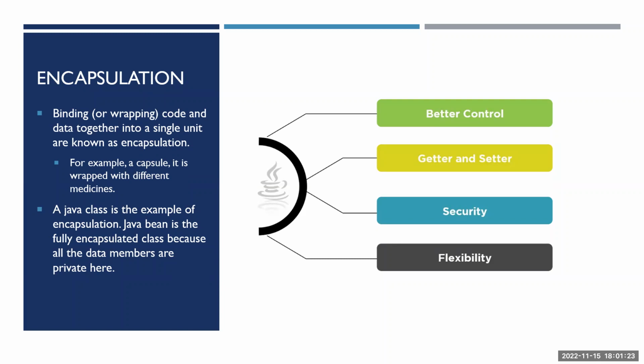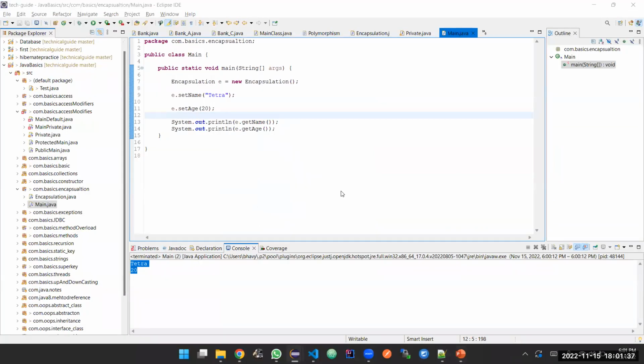So you're going to declare them as private, and then you're going to use the public getters and setters to set and access the values. This will increase your security, and it also increases the flexibility of the way you use it.